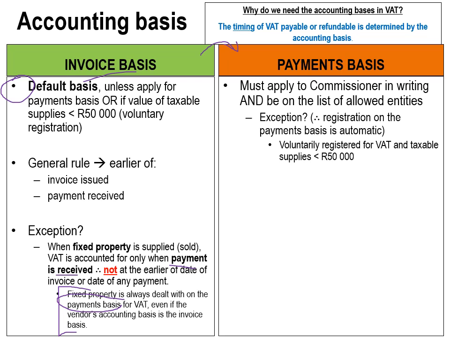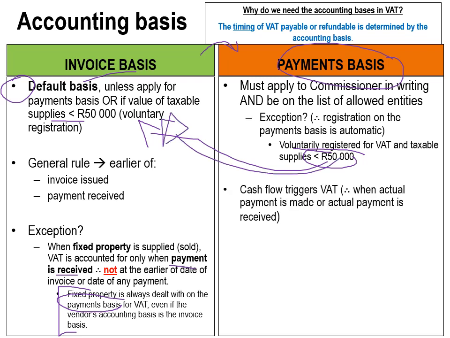Now, what is an exception to this? In other words, when don't you have to apply? When will you automatically be registered on the payments basis? If you voluntarily register for VAT and the value of your taxable supplies is less than 50,000. Now, remember I said the invoice basis, that's the default basis. Unless you are voluntarily registered for VAT and the value of your taxable supplies don't yet exceed 50,000 Rand, then you will automatically be registered on the payments basis, and then the moment that the value of your taxable supplies exceeds 50,000, you're going to move over into the invoice basis.